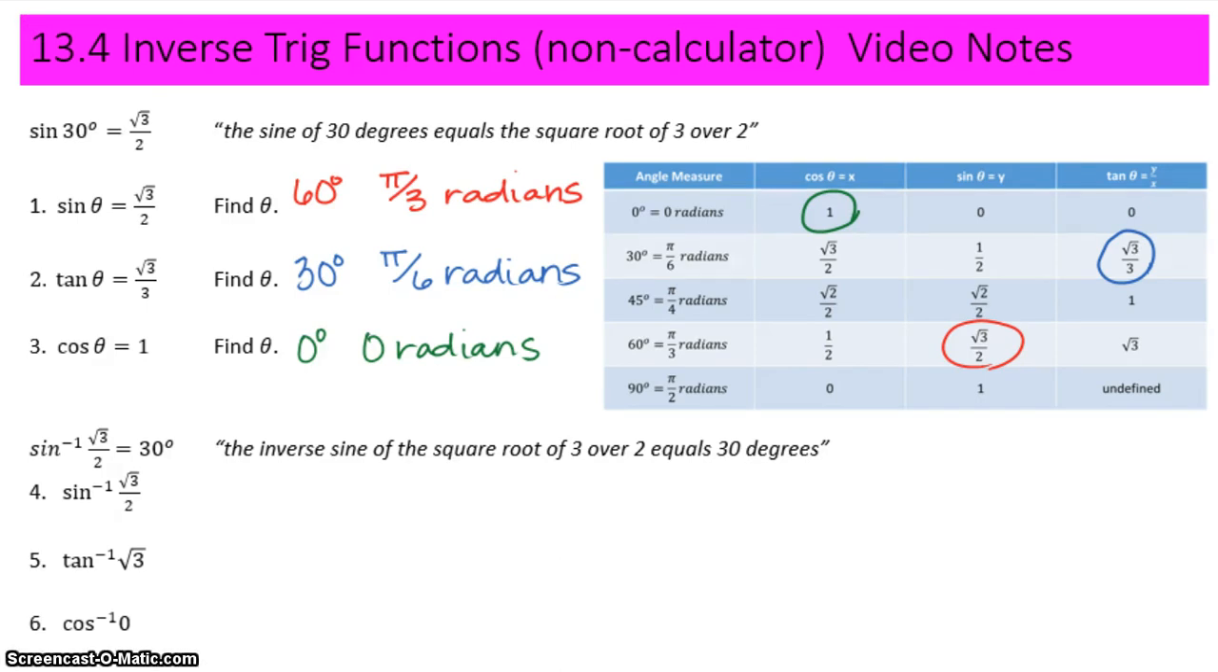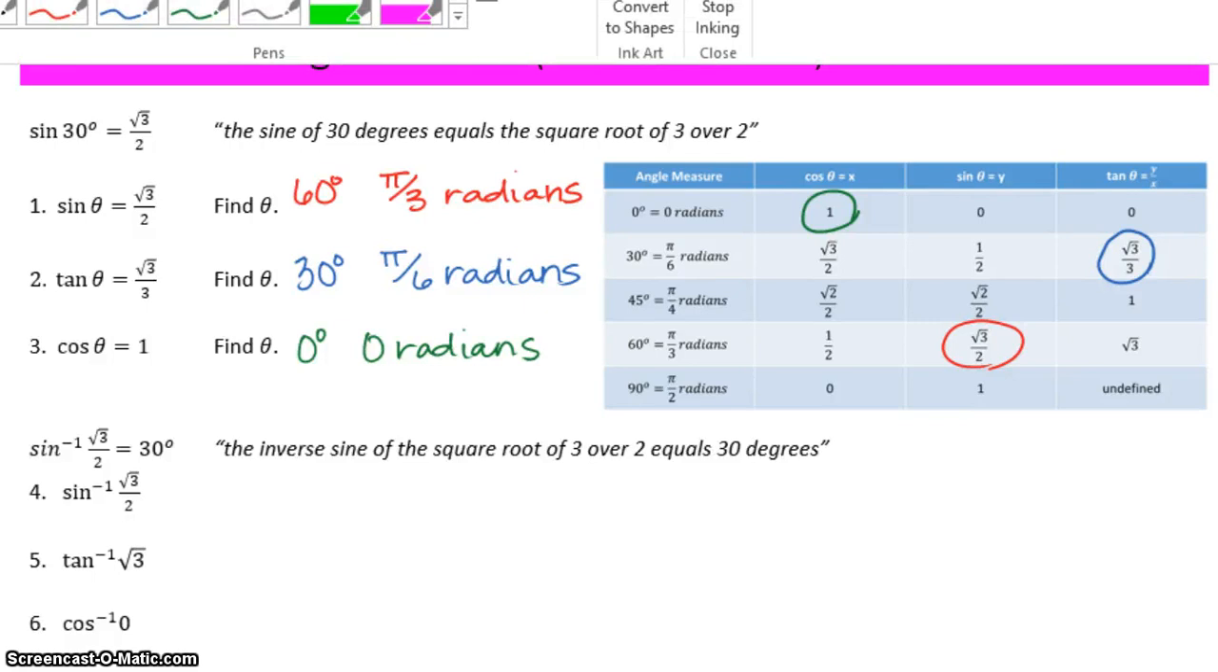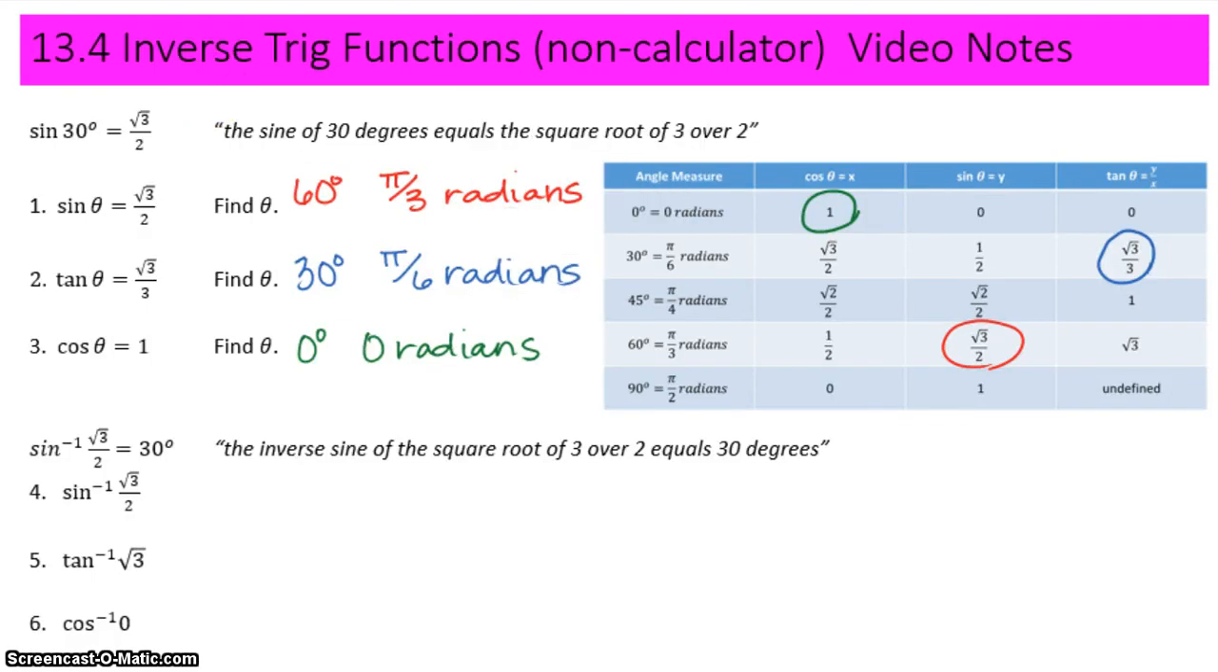We write it a little bit differently sometimes. Sometimes you'll see it like the sine of theta equals square root of 3 over 2, and your job will be to find theta. Sometimes it will look like this. Number 1 and number 4 are the exact same thing. Okay? They're asking the same question. The inverse sine of root 3 over 2 is 30 degrees. And here you'll see the words of how to say that: the inverse sine of the square root of 3 over 2 is 30 degrees.